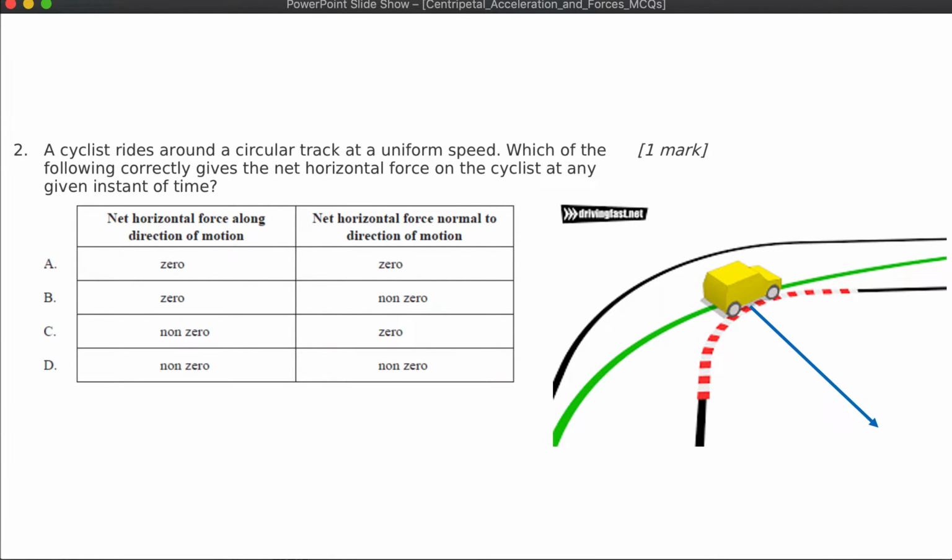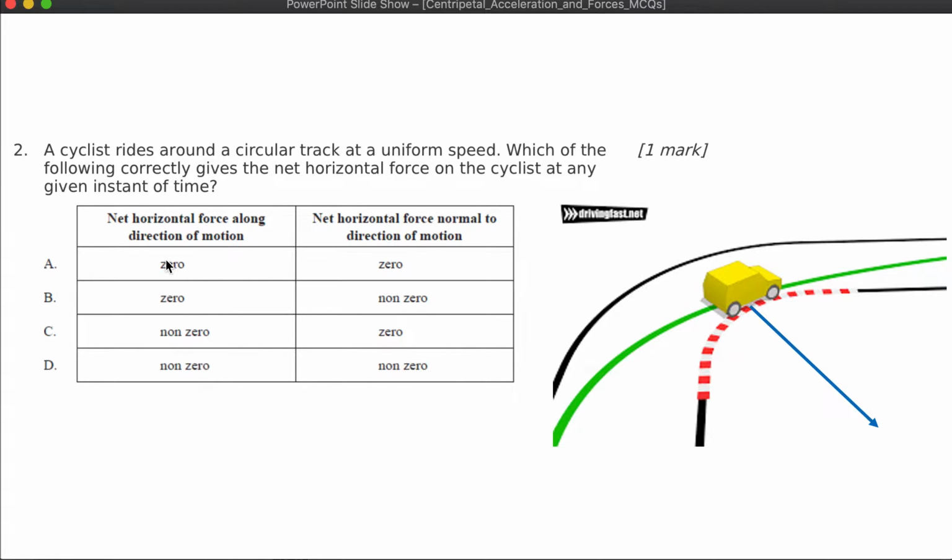Now in the second question, we're dealing with exactly the same question. However, this time, we're told it's at uniform speed. Okay, it's a cyclist, but we can just represent that as a car, that's fine. Again, we've got a centripetal force, i.e. a friction force, which is acting towards the center of the motion. Now, clearly, if we want circular motion to happen, this force needs to be non-zero. And so therefore, again, we can rule out A and C, and we're left with just these two options.